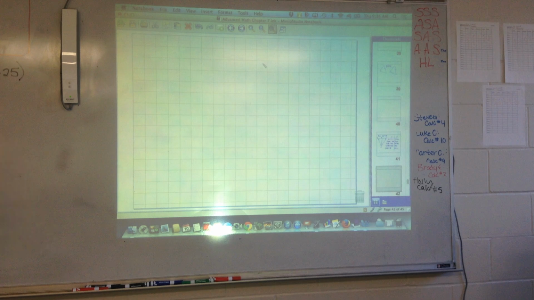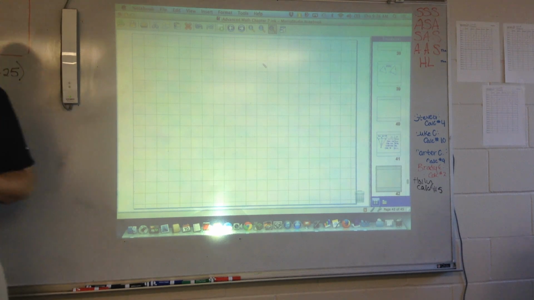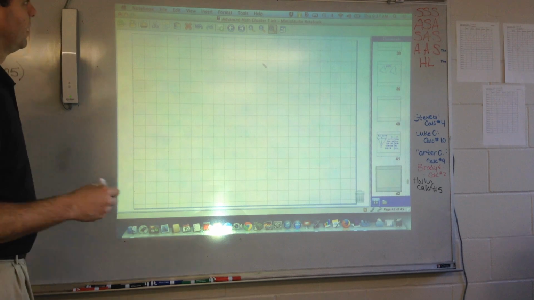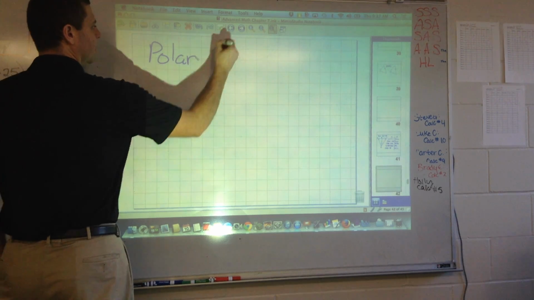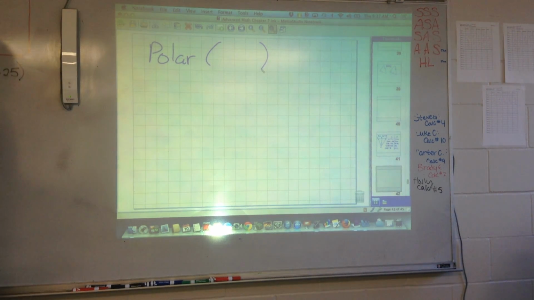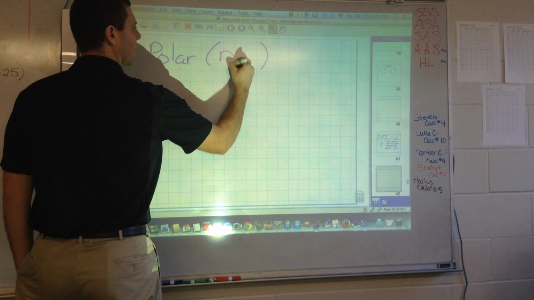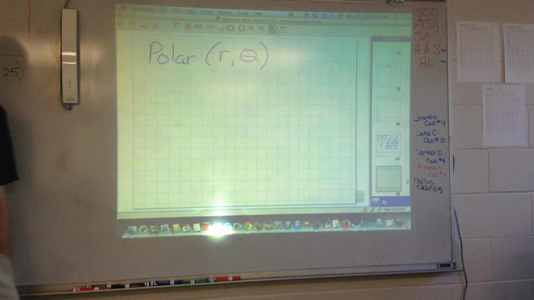So today, learning target says I can change coordinates from polar to rectangular, or rectangular to polar. Keep in mind that a polar coordinate consists of what variables? R and theta. Very good. And what does the R represent? The radius, the distance from the origin, the radius if you would draw a circle. How about theta? The angle from the x-axis.